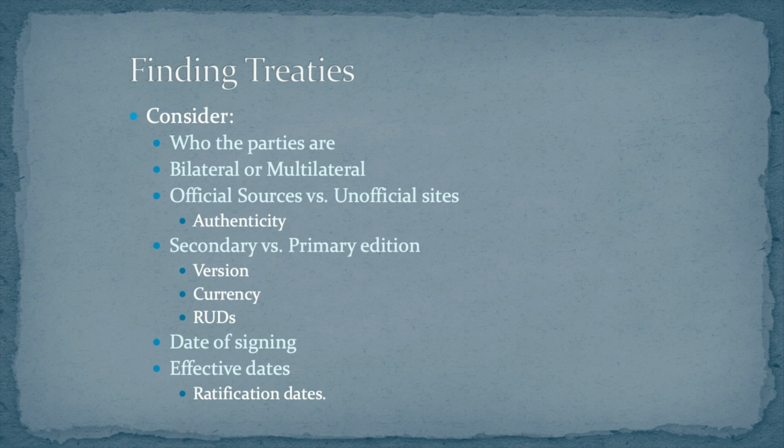Is this the official source for the treaty that's in force? Is this the language that's currently effective? Is it just an annotated version of a treaty by a scholar? Makes a big difference. The authenticity of the treaty that you're looking at. We've already talked about secondary and primary editions. The date of signing is usually important, and the effective dates. When was it actually ratified? Because those are two different dates.